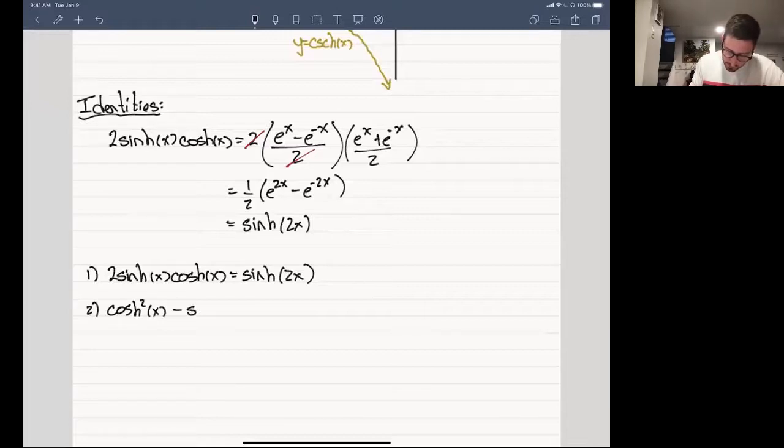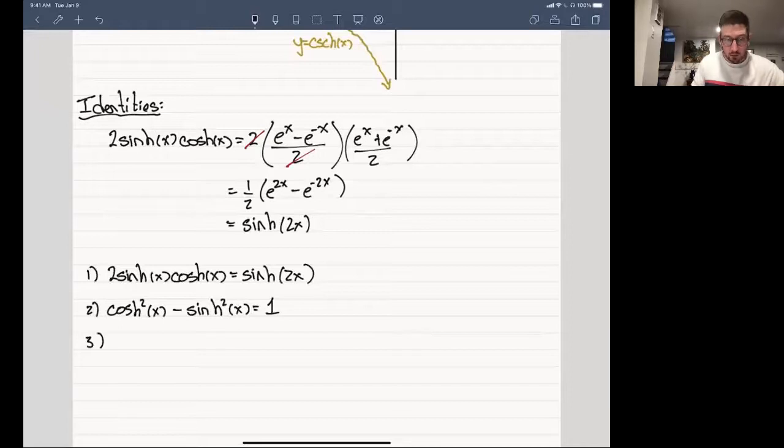Now, this is the weird one that takes a little bit of getting used to. This is the version of the Pythagorean identity that you know from trigonometric functions, right? So sine squared plus cos squared is equal to 1. Well, in this case, you get cosh squared minus sinh squared is equal to 1, right? So the big difference here is that minus sign now.